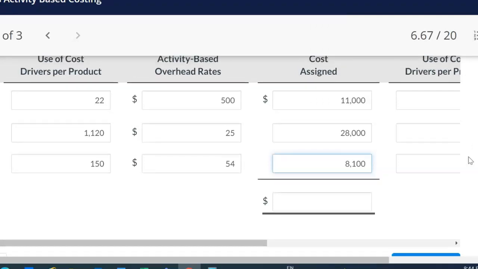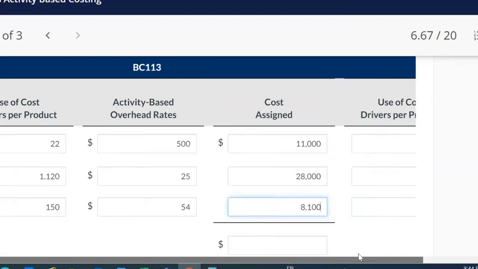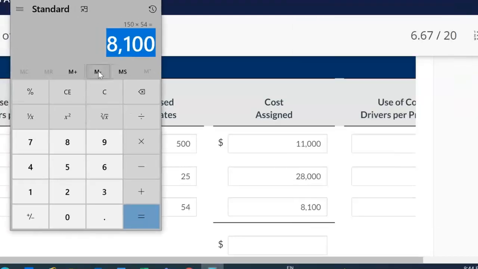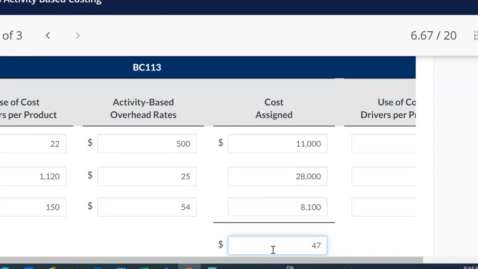Okay, there you go. Now add those three up. No, add those three: 11,000, 28, and 81, and put it in. You already got 81 there. Just add 11,000. Okay, 11 plus 28 equals... 30, okay, plus 8. You're going to make a mistake. 8, 1, no, come on now. 11,000, you think that's right? Okay, let me see, 20, 28, 39, 47. You're right.